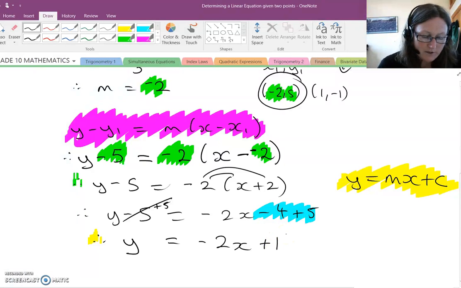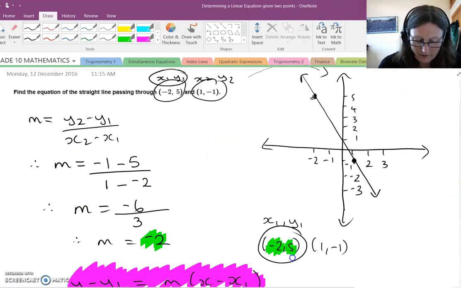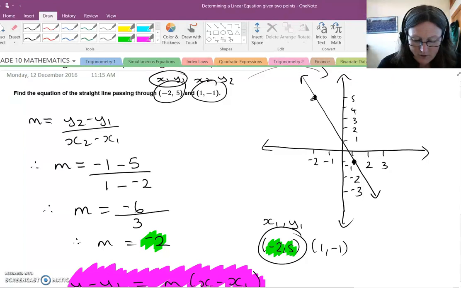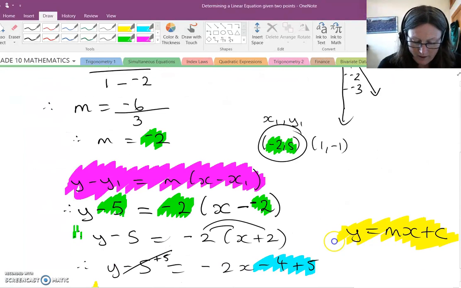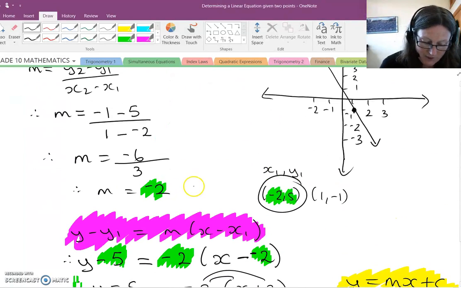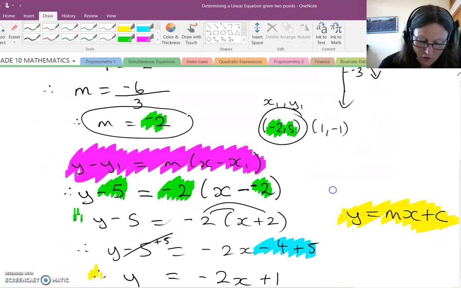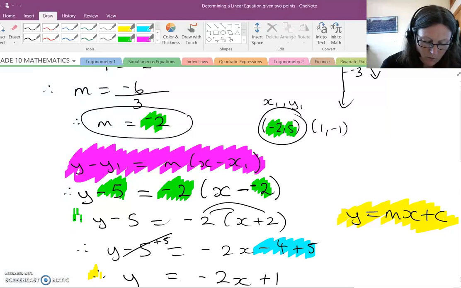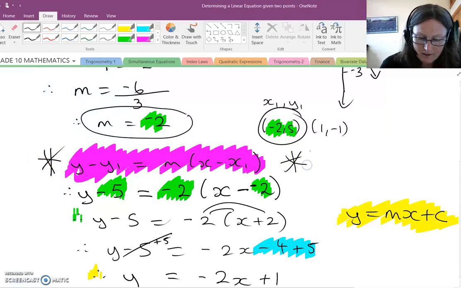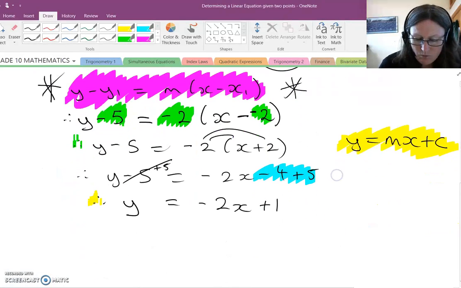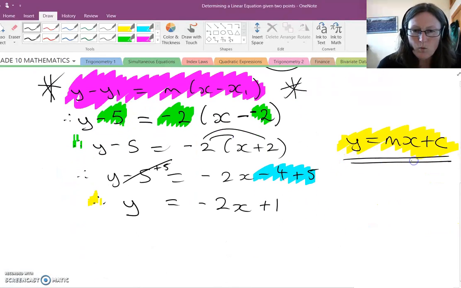So the equation of the straight line passing through (-2, 5) and (1, -1): first step, work out the gradient. Second step, using that gradient and one of the points, substitute it into this formula here in pink, and then do some rearranging to get it in the form y is equal to mx plus c.